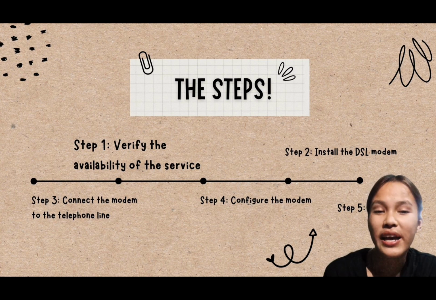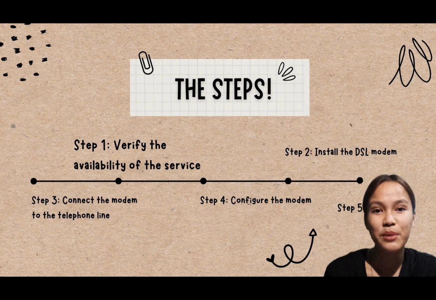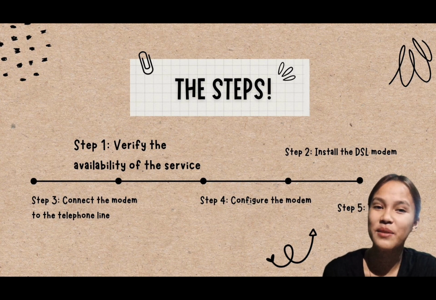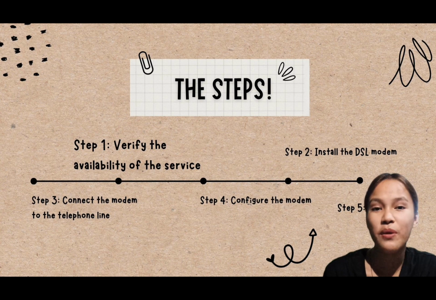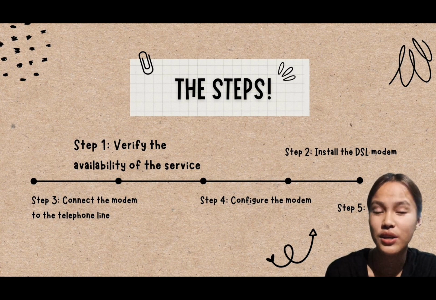Step 2. Install the DSL modem. Install the DSL modem at the location where the internet service is required. Connect the modem to the computer using an Ethernet cable. Step 3. Connect the modem to the telephone line. Connect the modem to the telephone line using a DSL filter.